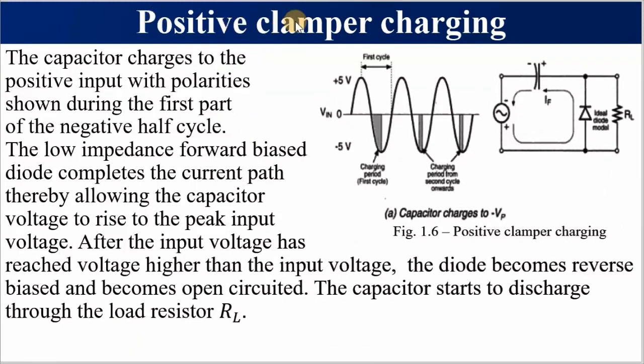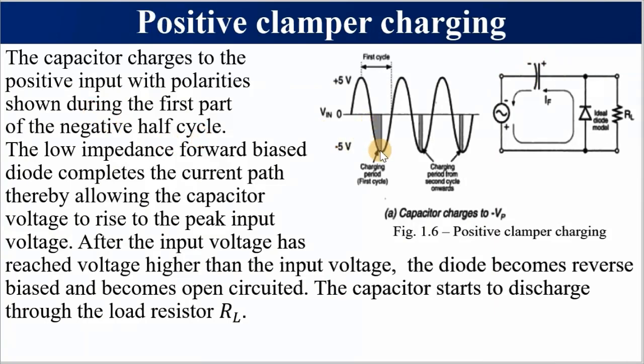We want to see how the capacitor charges in a positive clamper, and this is our circuit diagram. When the diode is facing up, it is a positive clamper. Please take note of that important point. So when the input is positive, this diode is going to be off, so this capacitor is going to charge during the negative half cycle, and it is going to charge up to this value.